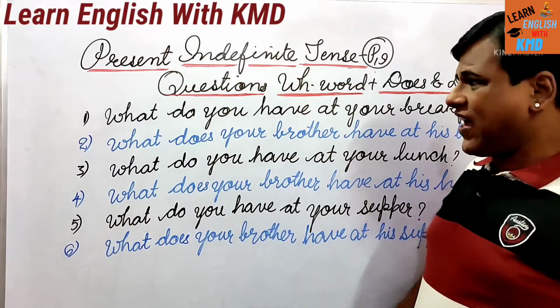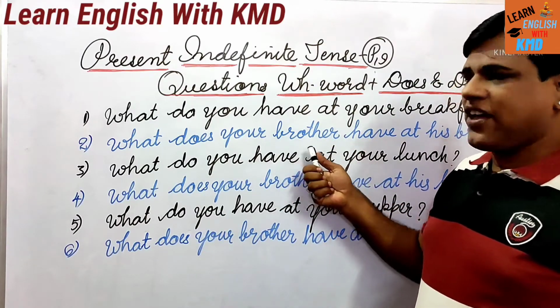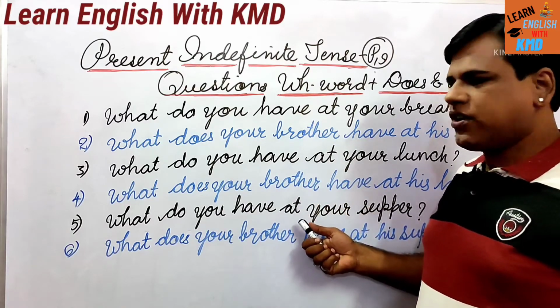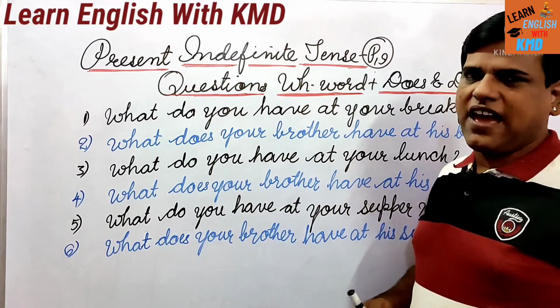Well, the questions are like this. What do you have at your breakfast? What does your brother have at his breakfast? What do you have at your lunch? What does your brother have at his lunch? What do you have at your supper? And what does your brother have at his supper?